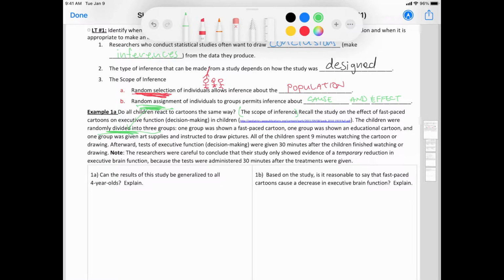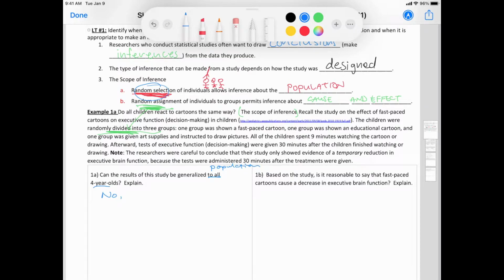Okay, so let's take a look at here. 1a, can the results of this study be generalized to all 4-year-olds? Now, I'm going to go ahead and circle that one. All is like the population. Here's a question. How did you get these 4-year-olds? What was the random selection of getting them? So we didn't get them. They came to us in some ways, so they were volunteers. So can this be generalized to all 4-year-olds?